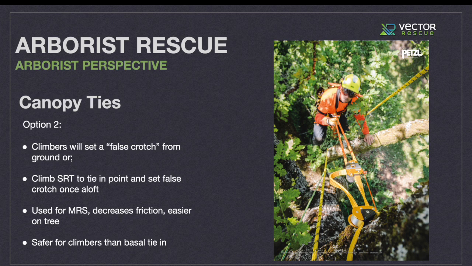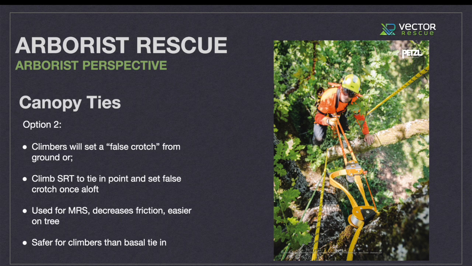Some other kinds of canopy ties, and I use that term loosely, are what's called a false crotch or a friction saver. These either can be set from the ground, or climbers might use SRT to get up to their tie-in point and set something once they're up there. Most often, if not always, these are used for moving rope systems, basically because they don't want the rope constantly running over the bark of the tree, which can severely damage the tree. It also decreases friction, and this ultimately is safer for climbers than a basal tie.